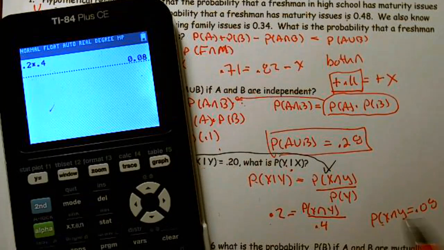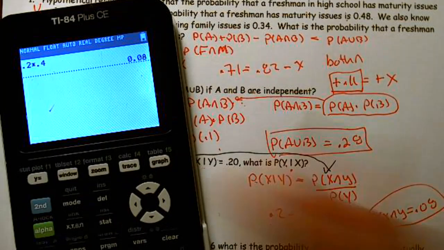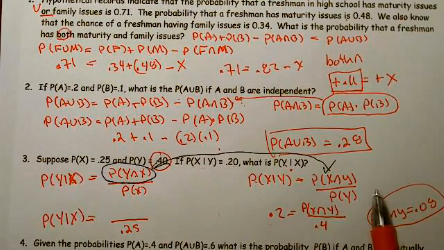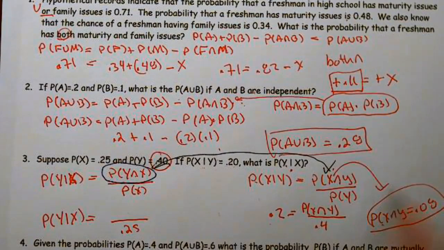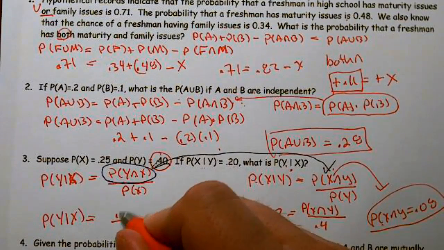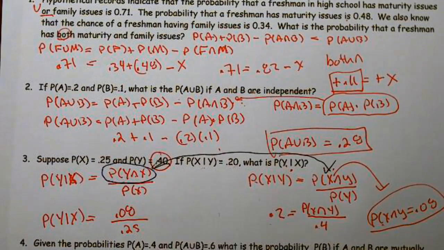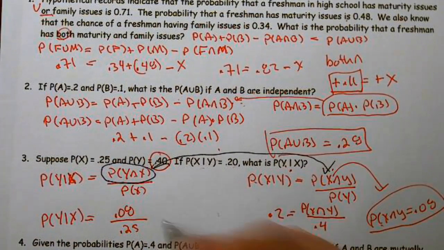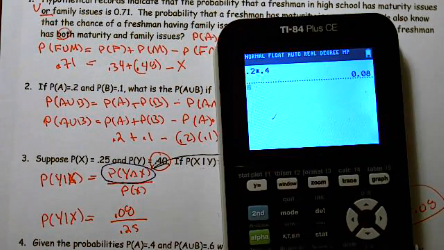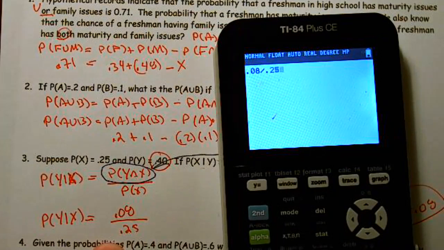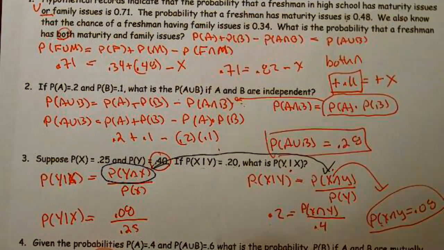Wait a second. I now have my missing numerator. All right, because that's what I was missing here. So I was like, oh, I can put this over 0.08. I mean 0.08 over that. So that means I can take 0.08 and divide it by that 0.25, and I get 0.32, and that's my answer.